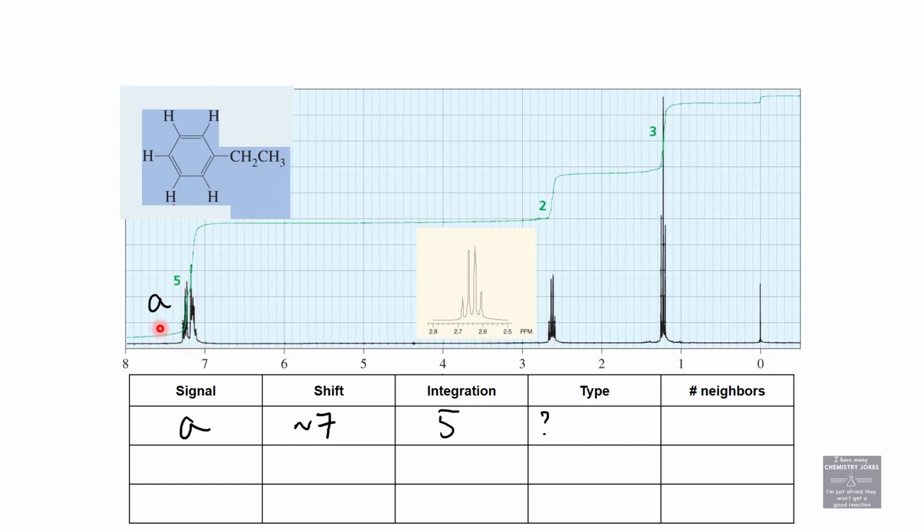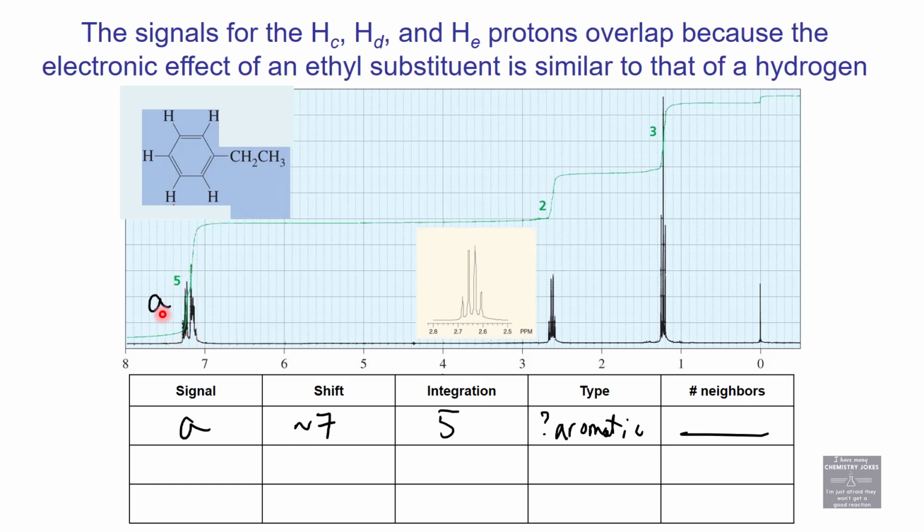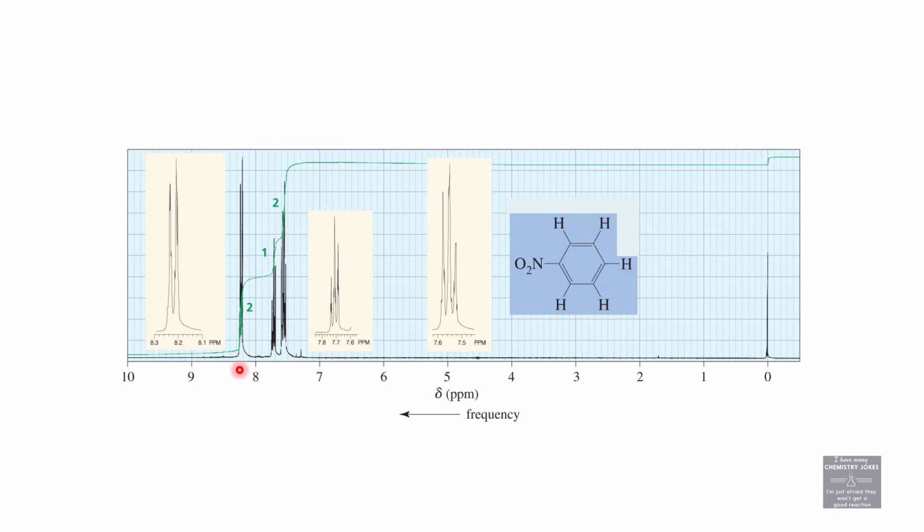No. In aromatic things like benzene, the number of neighbors gets real confusing. It gets real convoluted. So we're going to say the type is aromatic, and we are not worried about the number of neighboring hydrogens. Anytime you recognize a peak is around 7, just tell me it's aromatic. You're not worried about the number of neighboring hydrogens. So all of those aromatic hydrogens showed up as one lump that integrated to 5.